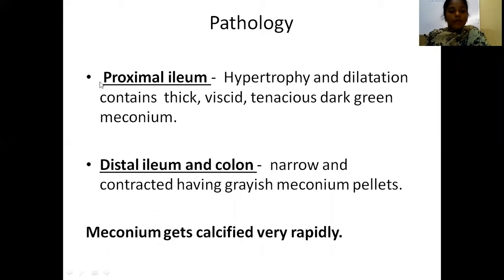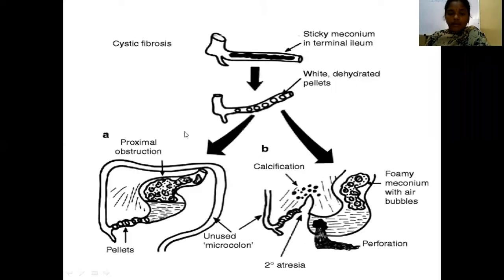So, pathology. In the proximal ileum, there will be hypertrophy and dilatation containing thick, viscid, tenacious, dark green meconium. Whereas the terminal or distal ileum and colon will be narrow and contracted, having meconium pellets. This meconium gets calcified very rapidly because of the absence of the pancreatic enzymes. See, this is the picture showing the appendix, cecum, and terminal ileum, where there is a sticky, thick, viscid, paste-like meconium in the terminal ileum.